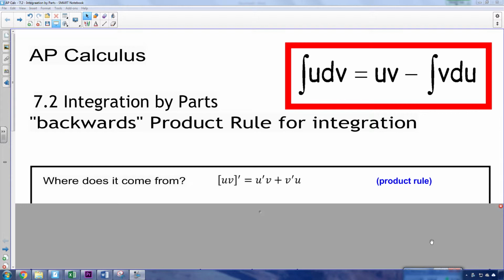I'm just going to look at the product rule for a minute. I'm going to do the product rule out and show you how rearranging it and doing some things can get you this formula. You'll notice this formula in the huge red box at the top. That's the formula you just want to memorize.